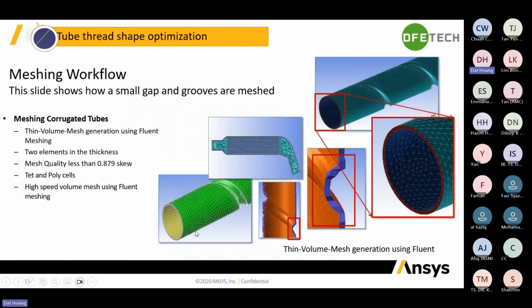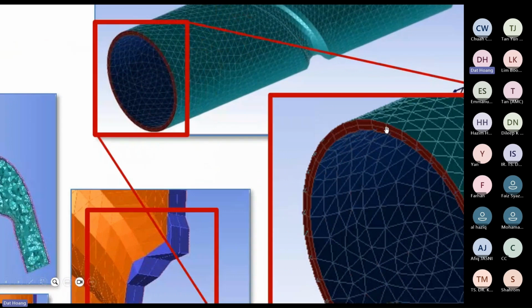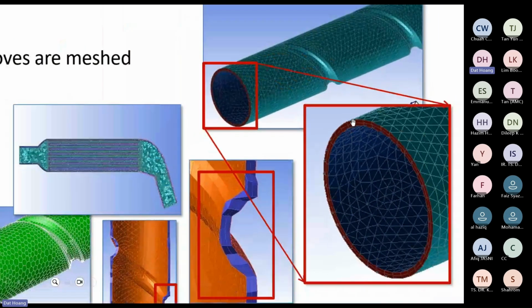Here is one demo showing how Fluent meshing can easily represent the correct shape of such a small feature like this, the groove, and also these parameters. It takes not only the groove itself, but also the thickness of the groove. As you can see, if I zoom in a little bit, we can have such thin-layer meshing to capture the very thin thickness of the tube here.